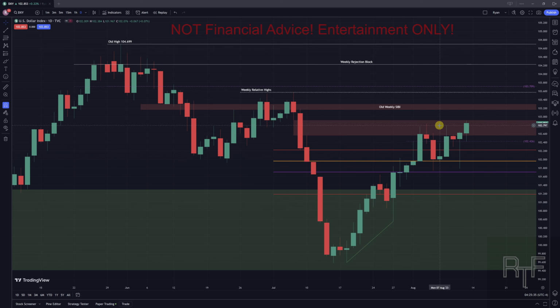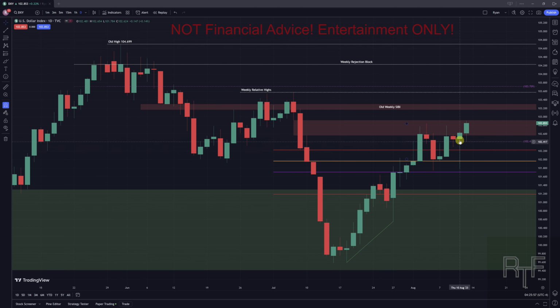Okay, with that gone, I just want to point out the three support levels again. Right here, the purple level, this is going to be that weekly wick, the middle part of it, the upper part of the weekly SIBI, and the yellow line is going to be 75% of it. I want to see these three levels as support.